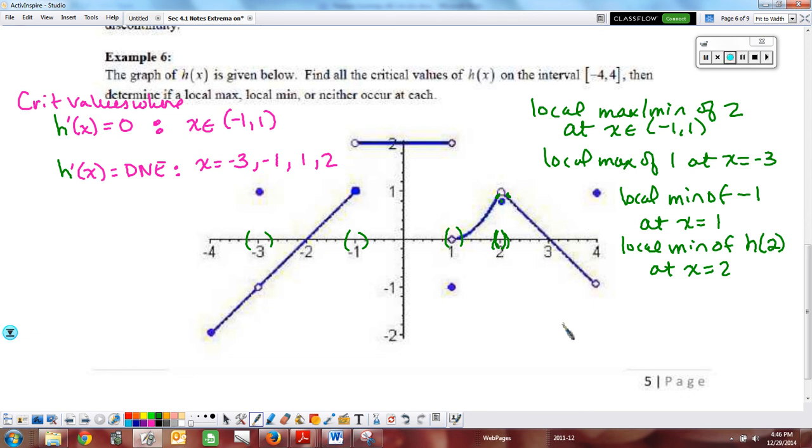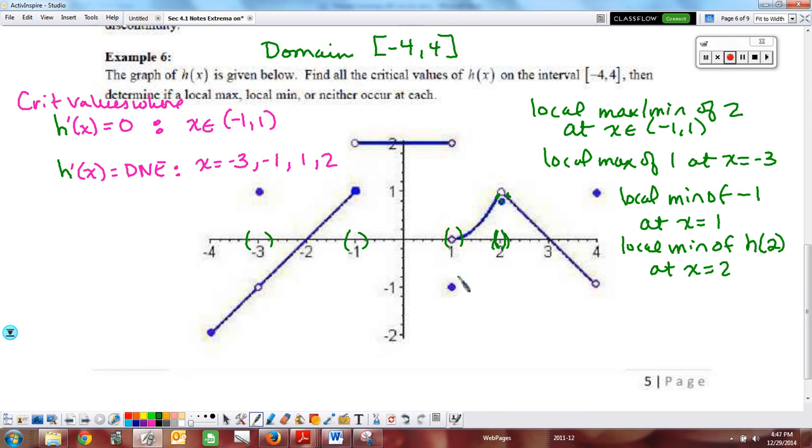Now notice I didn't say this also, that it's kind of understood here that you can't be a critical value unless you actually are in the domain of h of x. And let's talk about the domain of h of x while I'm here. Even though there's a point discontinuity and a jump discontinuity here and here, everywhere there was a discontinuity, it actually is defined and has a y value. So the domain is -4 to 4. So all of these were candidates for critical values.